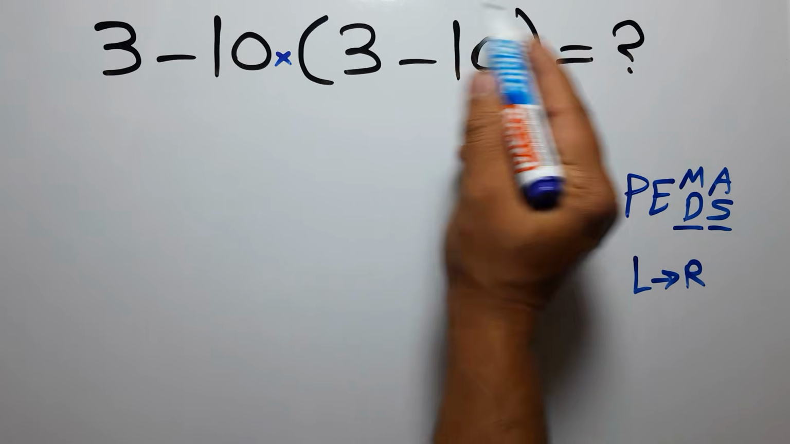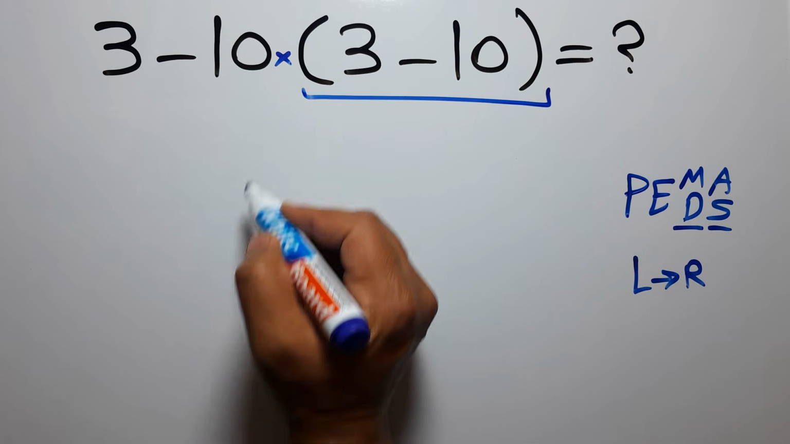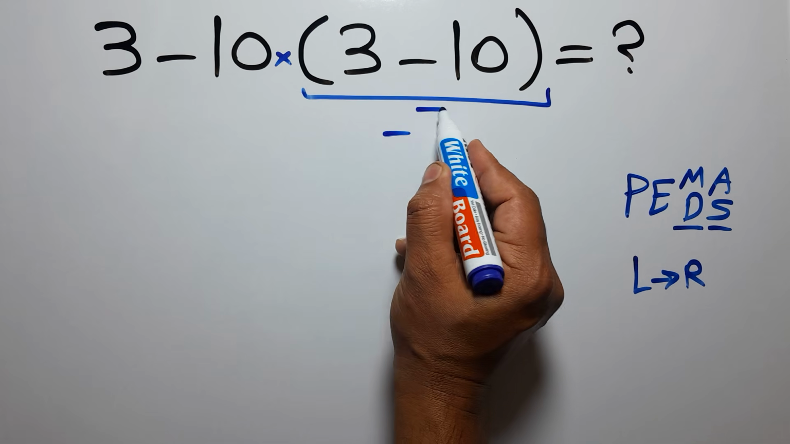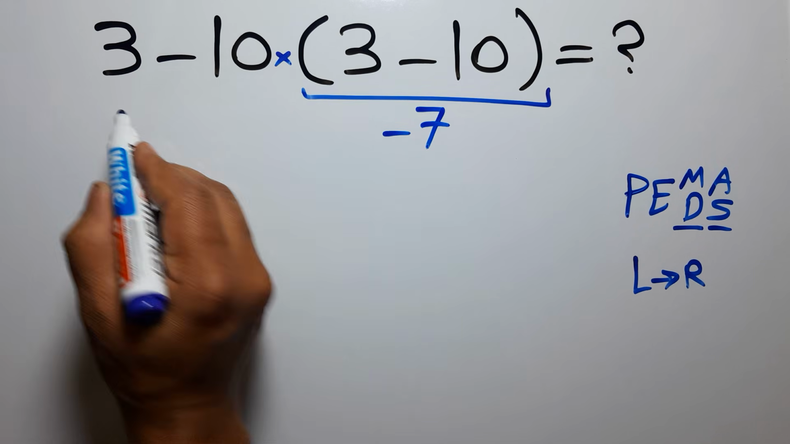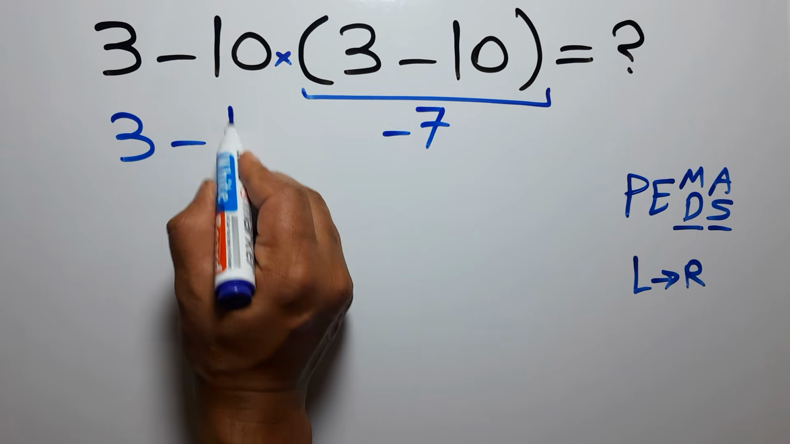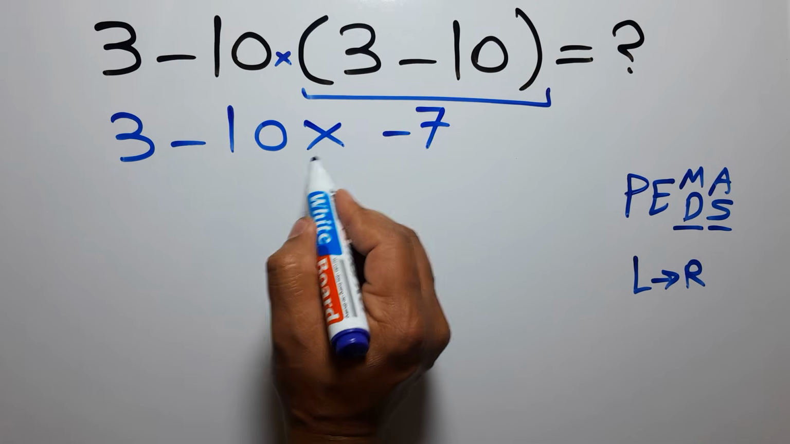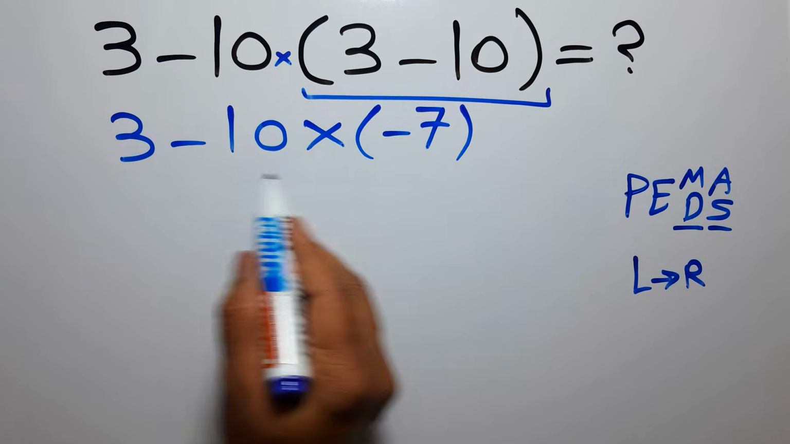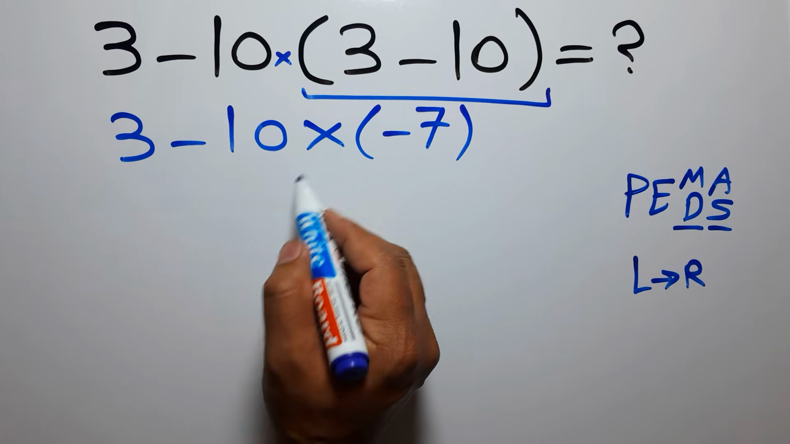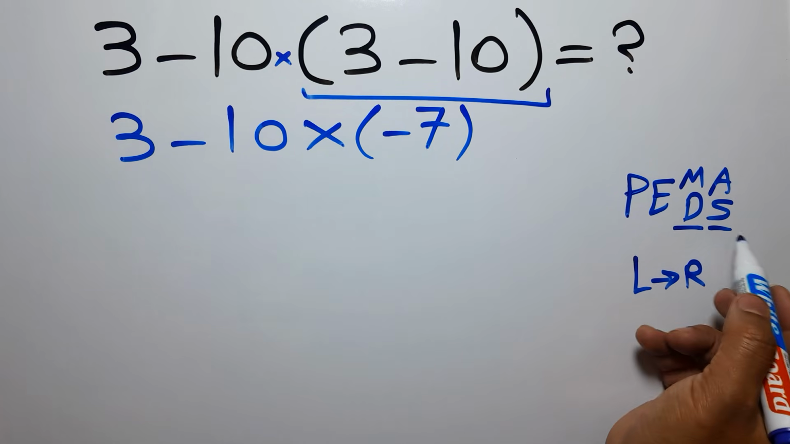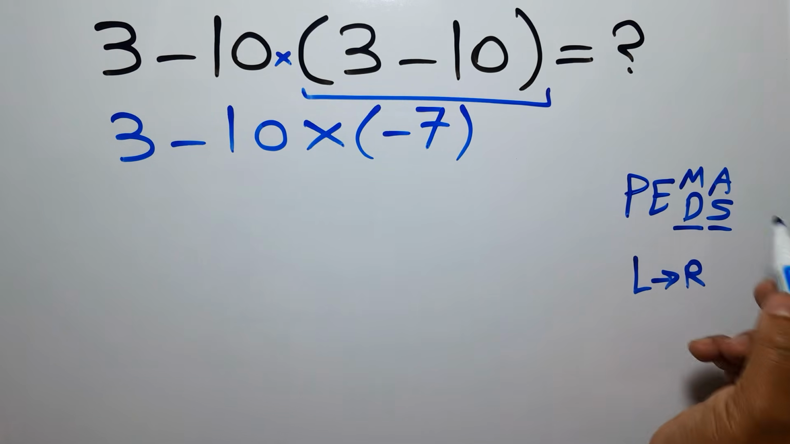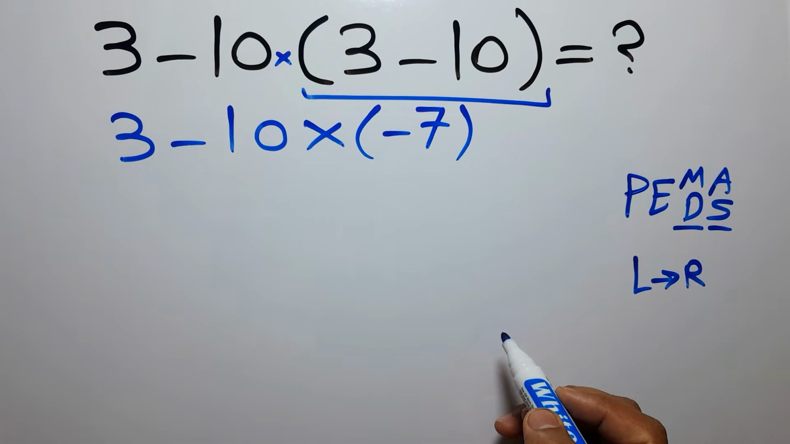So first we have to do this parentheses. Inside this parentheses we have 3 minus 10, which equals negative 7. So we have 3 minus 10, then times negative 7. Now in this expression we have one subtraction and one multiplication. According to PEMDAS, multiplication has higher priority than subtraction because multiplication comes before subtraction.